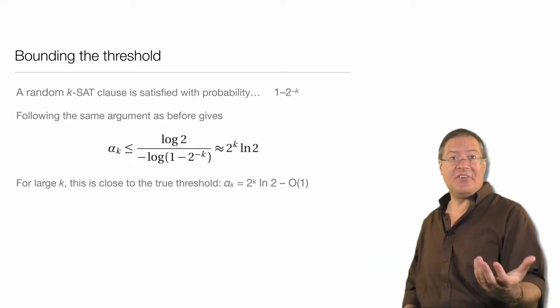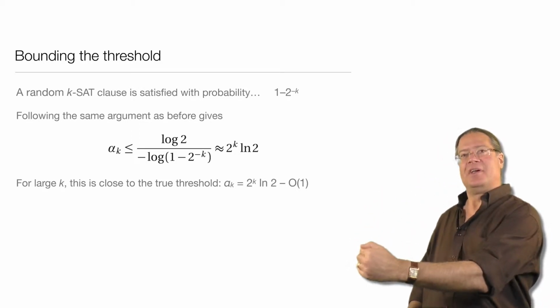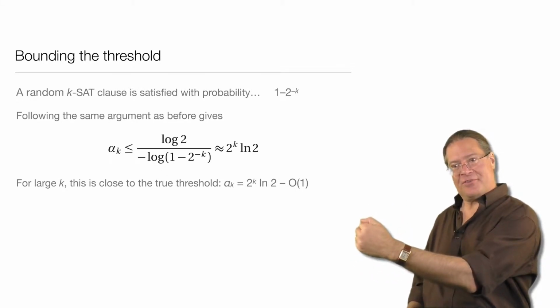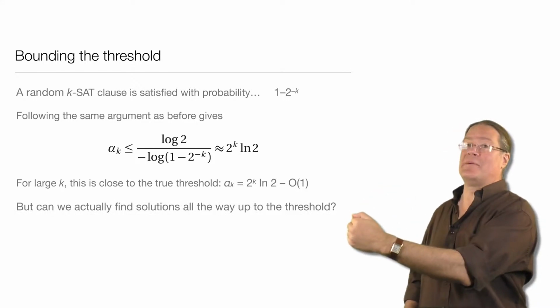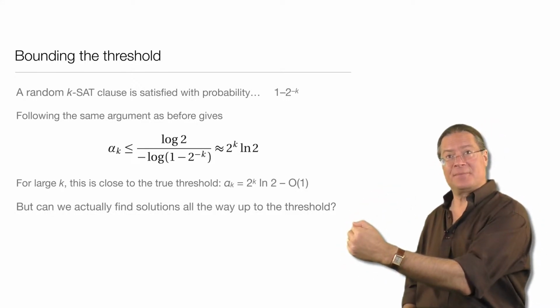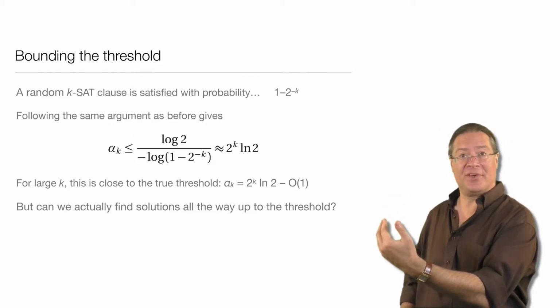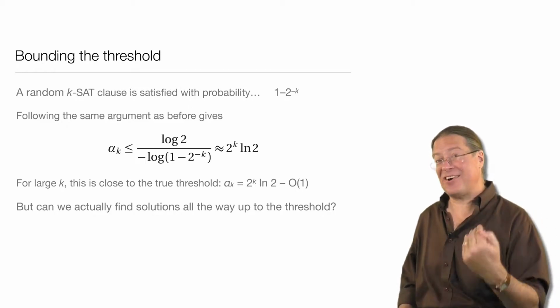So this is a decent estimate of where these random SAT formulas cease to be satisfiable. And up to this threshold, there are almost always solutions. But can we find them? Algorithmically speaking, can we actually find these solutions, for instance, in polynomial time? Or is there some point at which it gets hard?